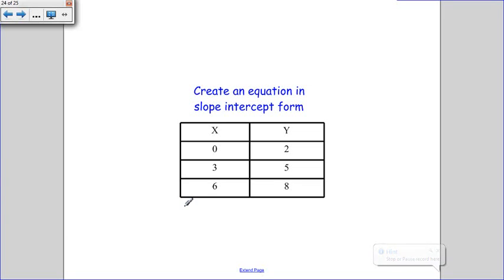Okay, in this problem, it asks us to create an equation in slope-intercept form. And all we have is an xy table. So, what do we do? Well, to create an equation in slope-intercept form, we need to find two things.